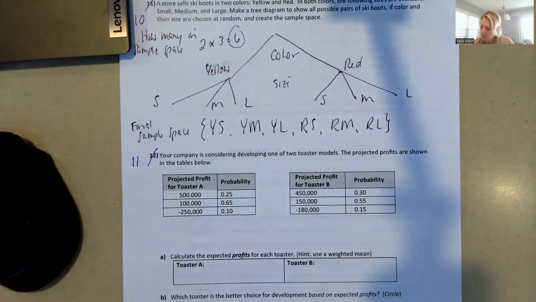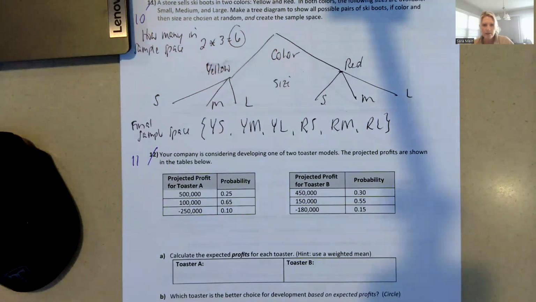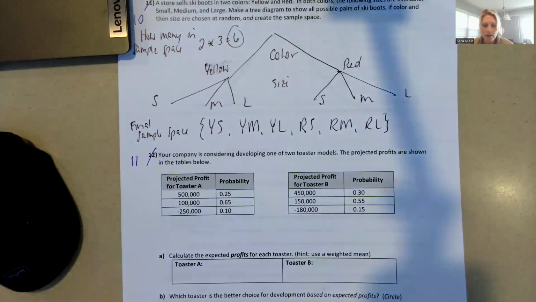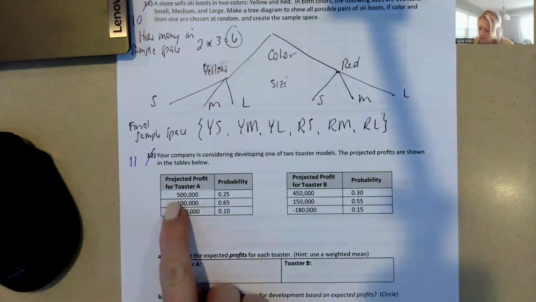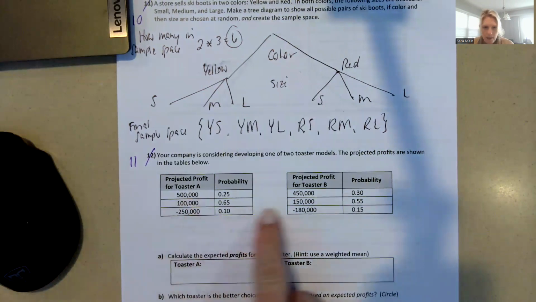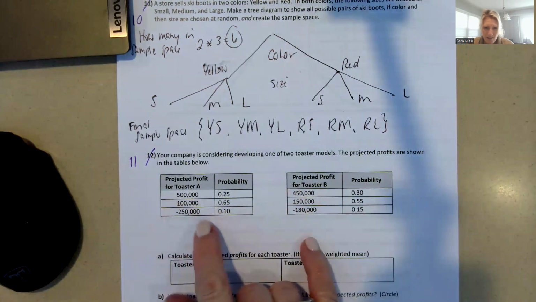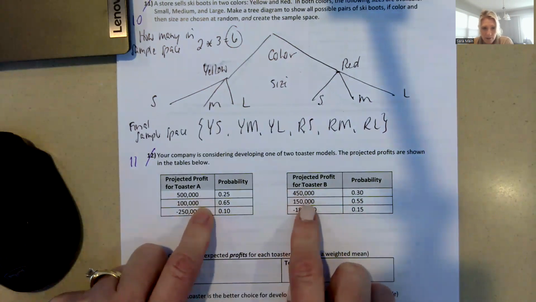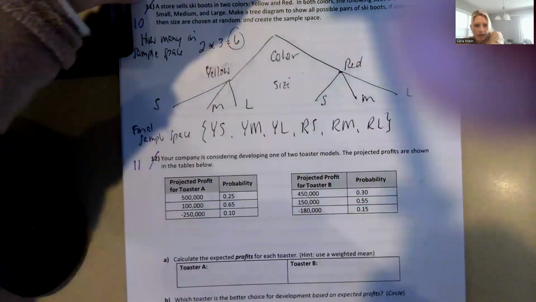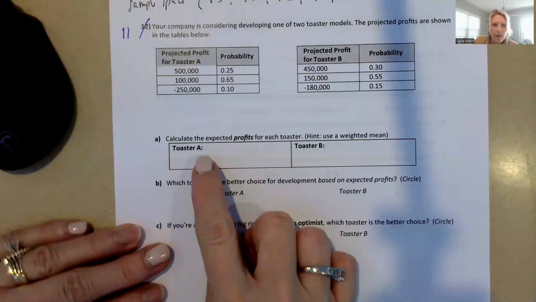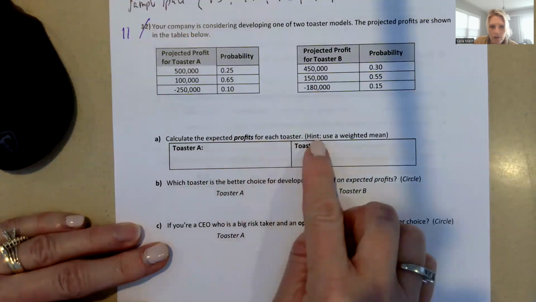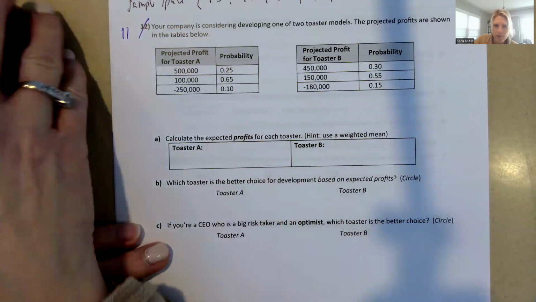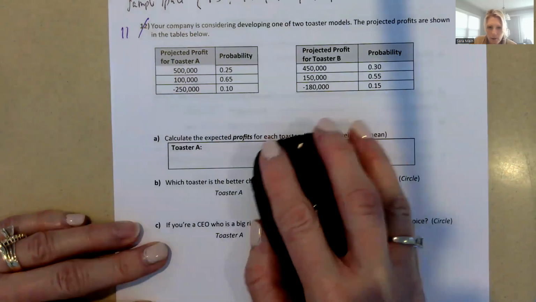Now let's look at problem number 11. It says your company is considering developing one of 2 toaster models. The projected profits are shown in the table. So we've got toaster A and toaster B, and it looks like they both have a possibility that they could lose money, but they both have some good possibilities of making money. So A says calculate the expected profits for each toaster, and then we're going to answer some questions about them. So let's go ahead and head to Desmos.